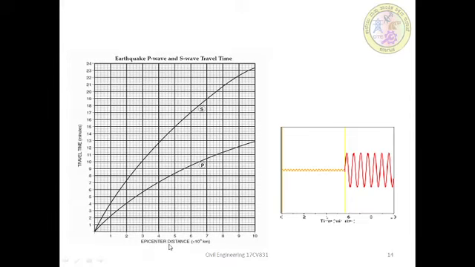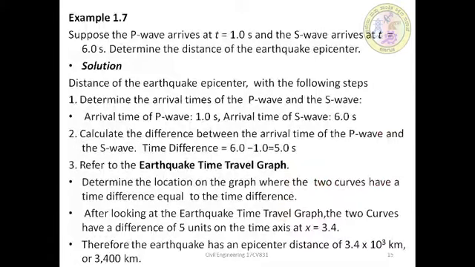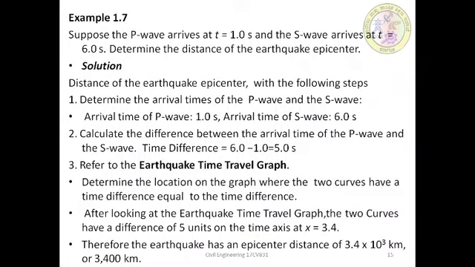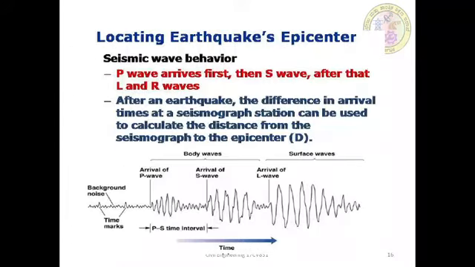So now, whatever the epicentral earthquake distance is, 3.4 into 10 raised to 3 is nothing but 3400. So in this example, it is 3400 kilometers. This is how the earthquake travel time graph is helpful graphically for the calculation of the epicentral distance. Now let us see how this epicentral distance is to be calculated.